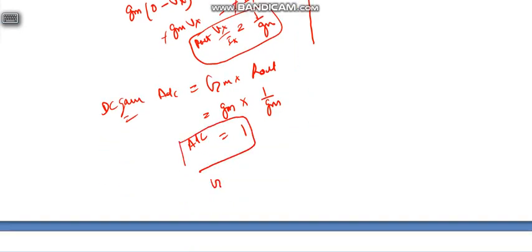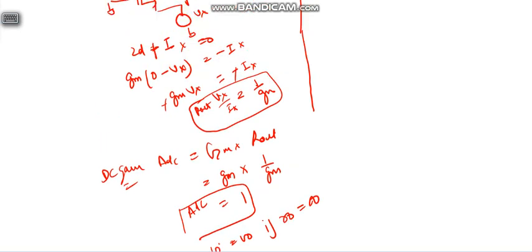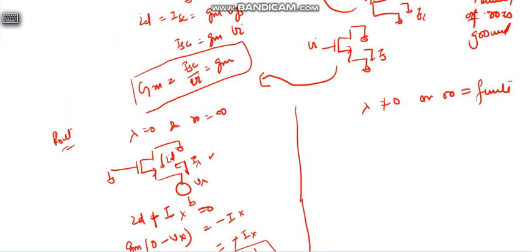So ADC is 1. So what does this mean? This means Vi equals Vo. Vo fully tracks Vi if Ro equals infinity. Now let's consider the other case, when lambda not equals 0 and Ro is finite.